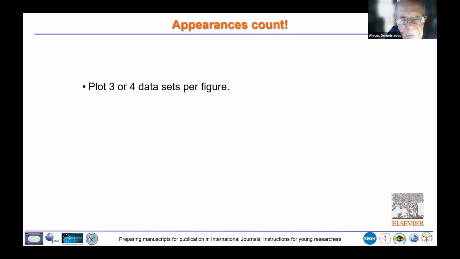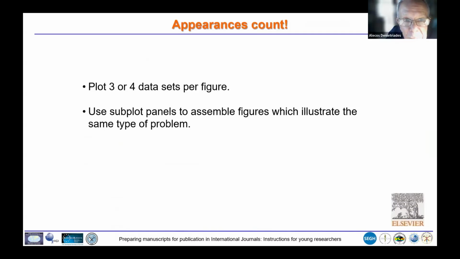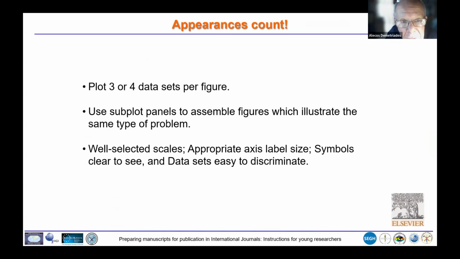Appearances count. Plot 3 or 4 datasets per figure. Use subplot panels to assemble figures which illustrate the same type of problem. Well-selected scales, appropriate axis label size, symbols clear to see, and datasets easy to discriminate.